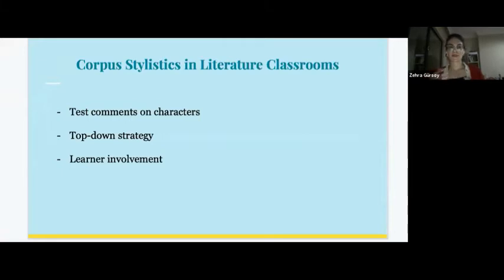So as a conclusion for our practice, this small-scale study enabled us to test our comments according to the corpus data. We used a top-down strategy to examine the critical influence of the quantitative data on the students' critical responses to Shylock as a character, and the Corpus Stylistics analysis enabled our involvement and curiosity, helping us incorporate quantitative and qualitative data within the framework of critical reading.